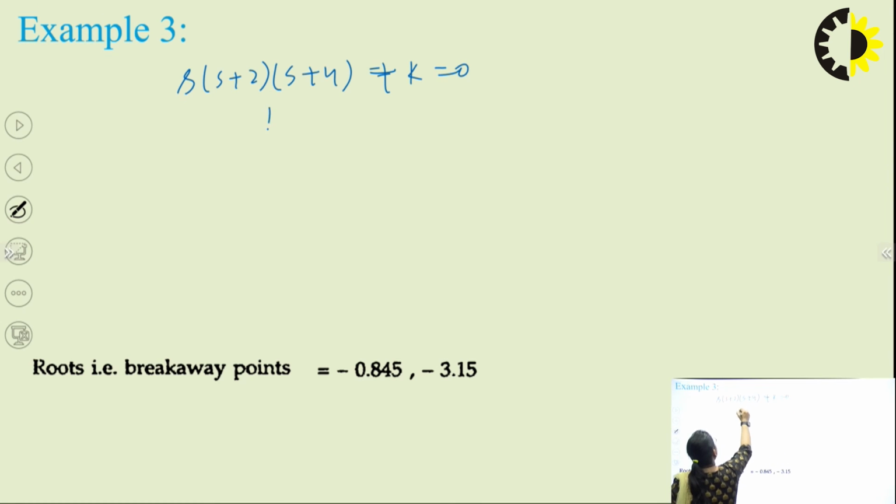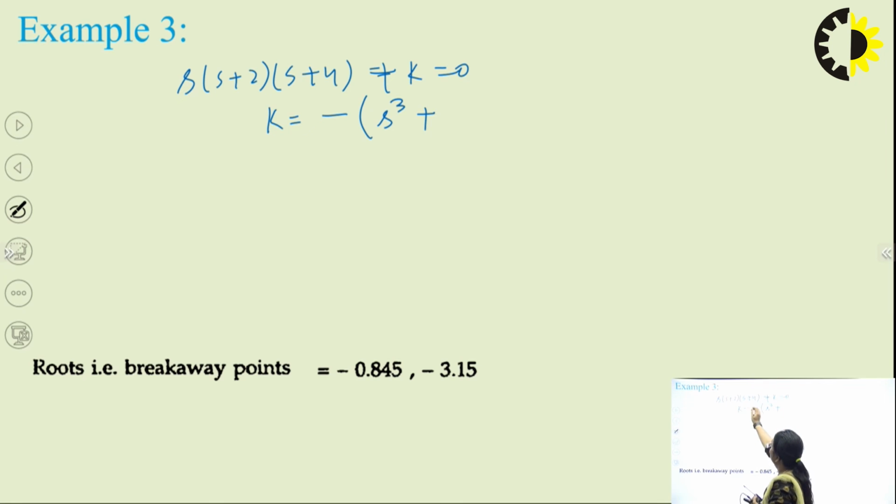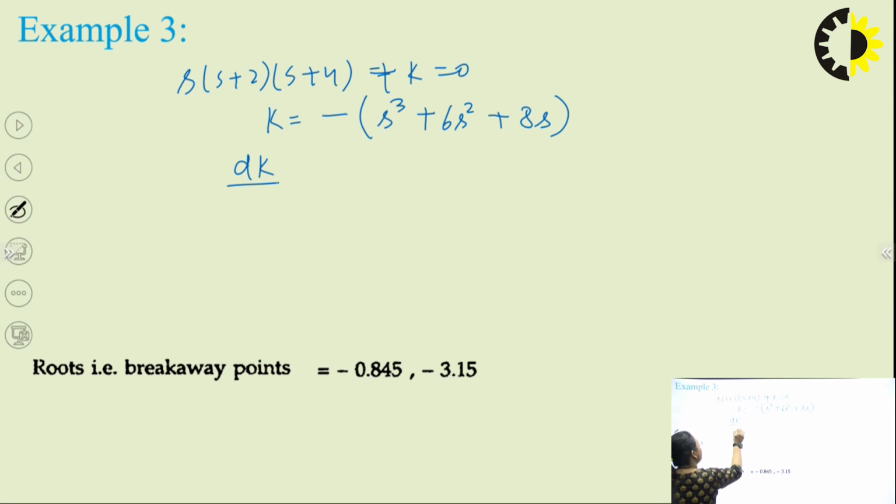So I want the equation in terms of s, which will be, I can directly write, k equals minus of s cube plus 2 times 4, that means 8s, and this is 6s square. Okay, now I have to differentiate k with respect to s and put this equation equal to 0.